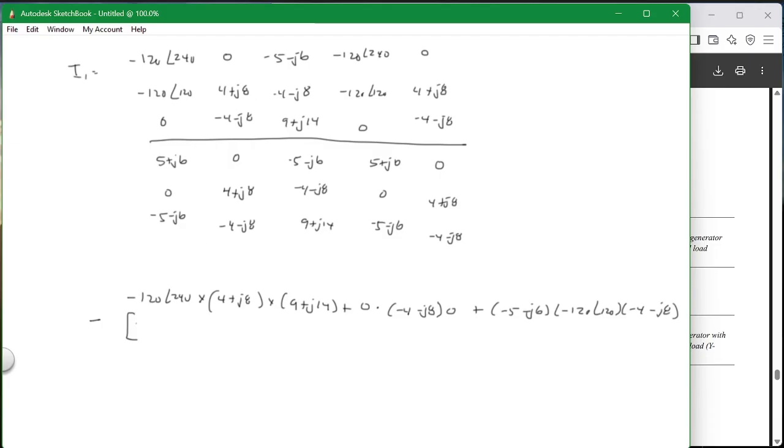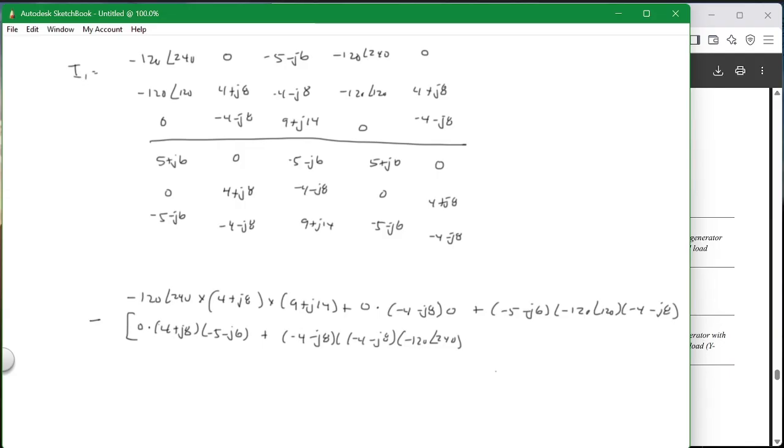You're going up this way. Minus 0 times 4 plus j8. See, I'm going up this diagonal. Anytime you get a 0, it's 0. Minus 5 minus j6. Plus, so it's a minus, and then everything in here is added together. So minus 4 minus j8 times minus 4 minus j8. So this is this column times a minus 120 at angle 240.